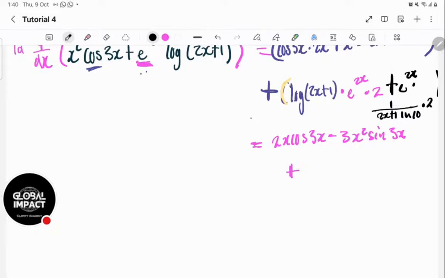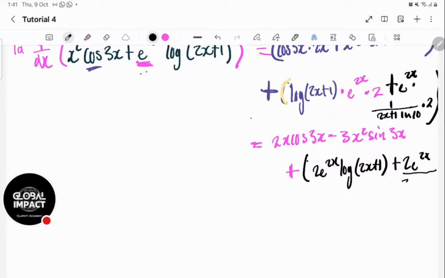So what you end up having is what, ladies and gentlemen? You're going to end up having, now for here you would have 2e to the 2x log of 2x plus 1. Plus, here it will be 2e to the 2x all over 2x plus 1 multiplying ln 10.